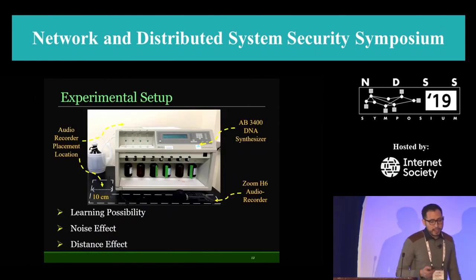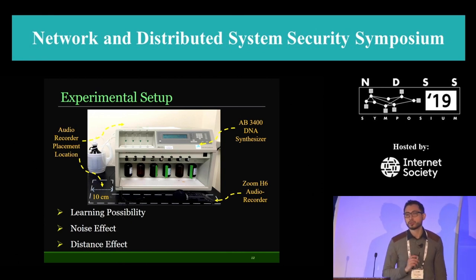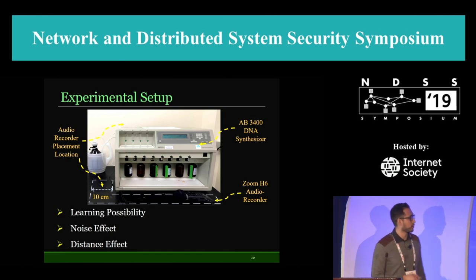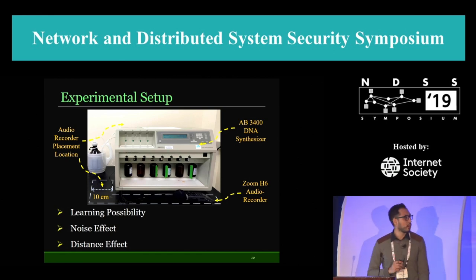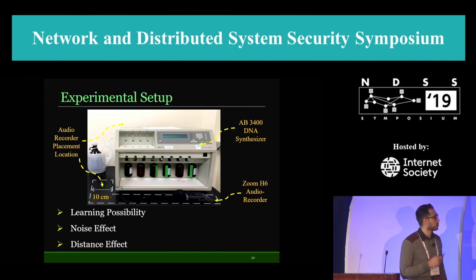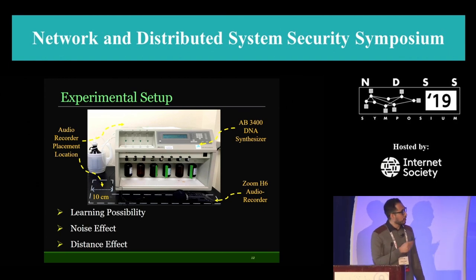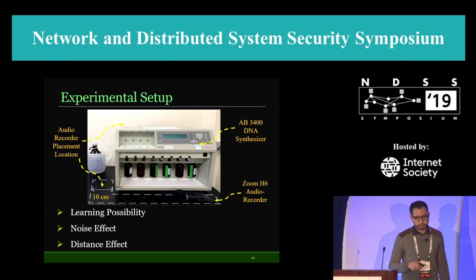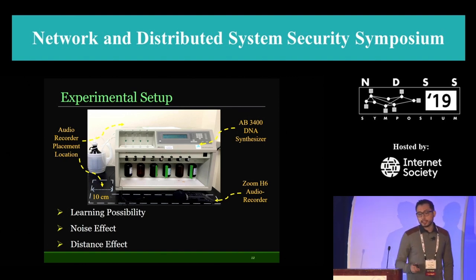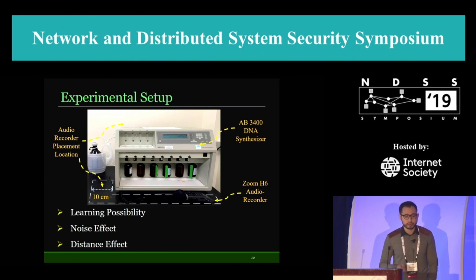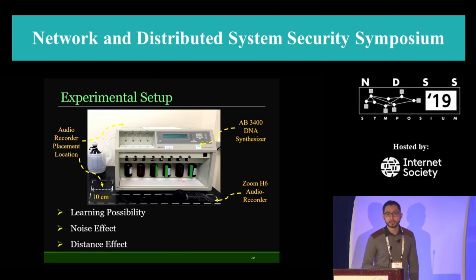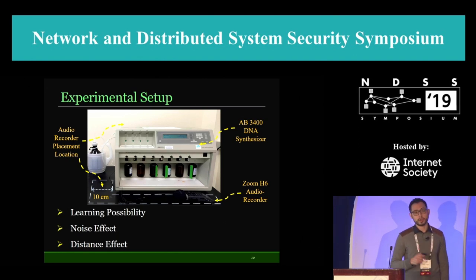So to evaluate our attack methodology, we chose one of the widely used DNA synthesizers in the industry, called the AB3400. We use one off-the-shelf microphone and place it in 10 centimeter proximity to the DNA synthesizer. The microphone could have also been a cell phone. Then we evaluated the attack methodology against three factors: the possibility of training the classifiers, the effect of environmental noise, and the distance of the microphone from the DNA synthesizer.